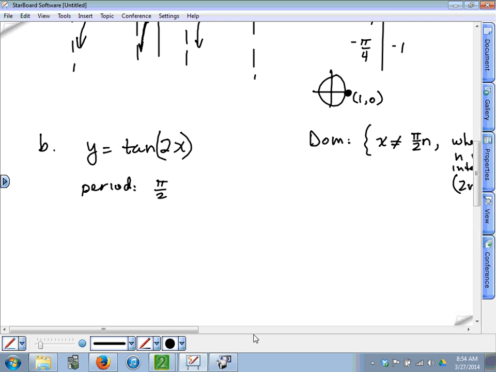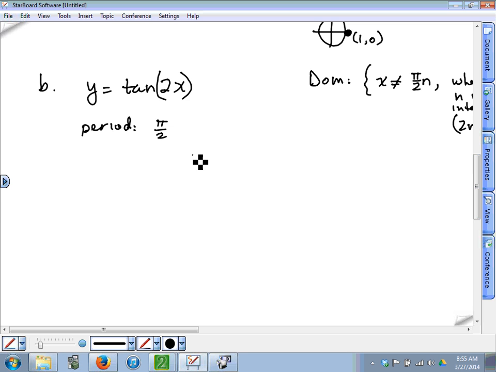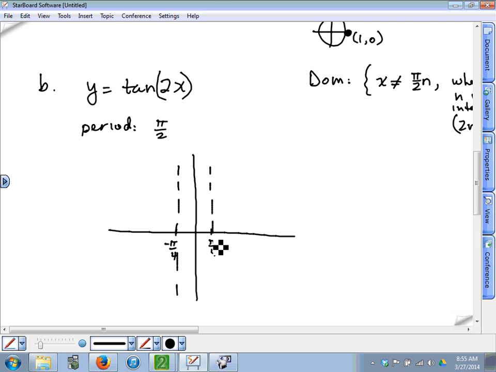You need to understand that that affects the location of your vertical asymptotes. They're no longer going to be at negative pi halves and pi halves and 3 pi halves, because if they're there, then you have a period of pi. We need a period that's half of that. So what if we put one at pi 4ths? Where would the other one be on the other side? Negative pi 4ths.